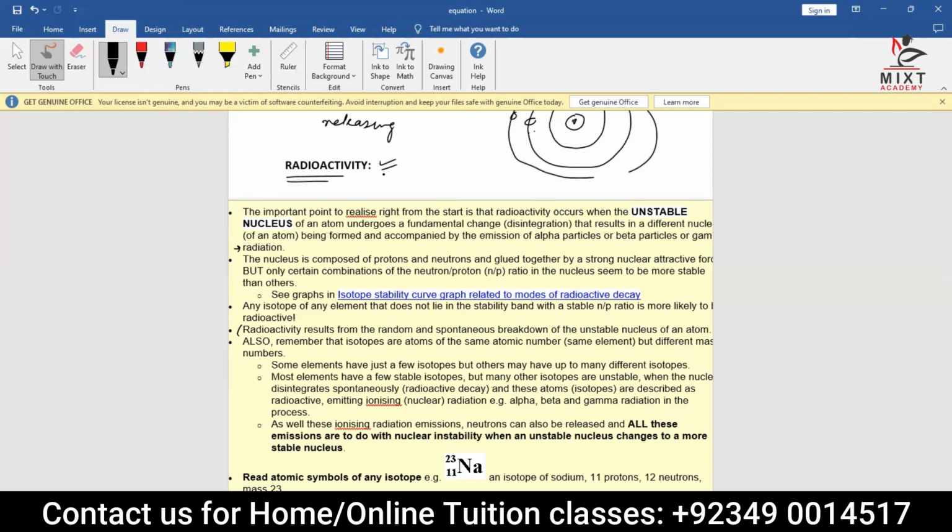And elements which perform radioactivity are called radioactive elements.